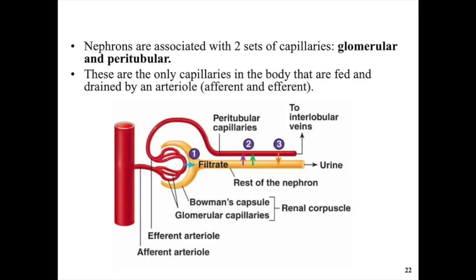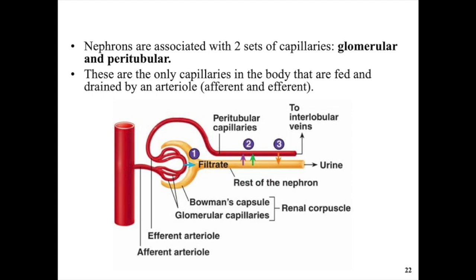So here we have the glomerular and the peritubular capillaries. The afferent branches into glomerular capillaries. The glomerular capillaries will merge to form an efferent arteriole, and the efferent arteriole branches into peritubular capillaries. So this picture is much more important than it may seem, so pay attention to it.